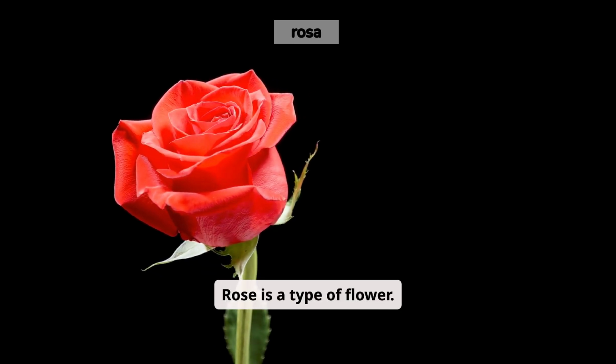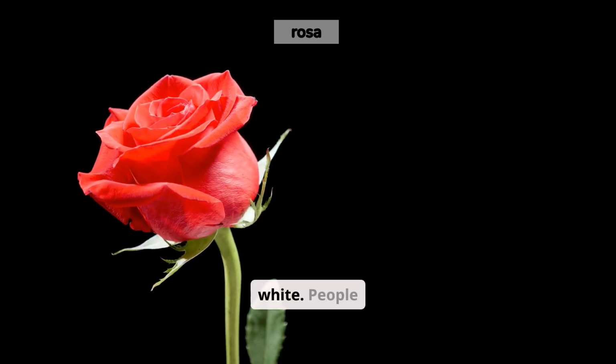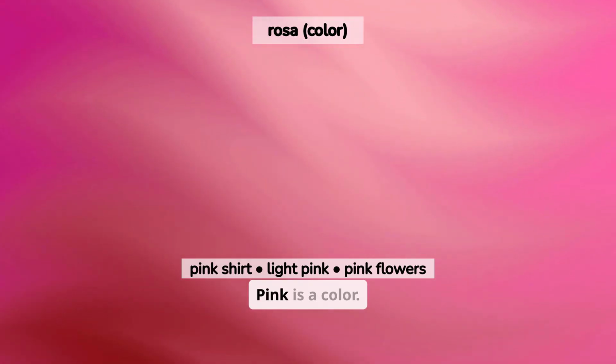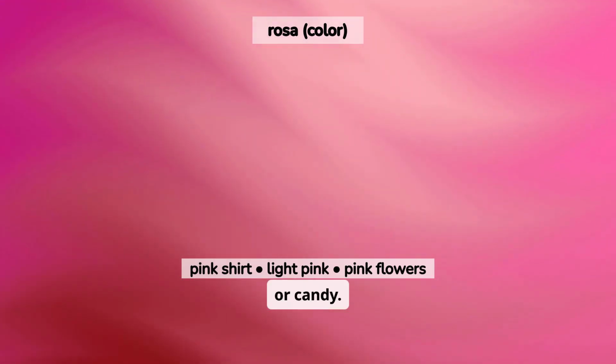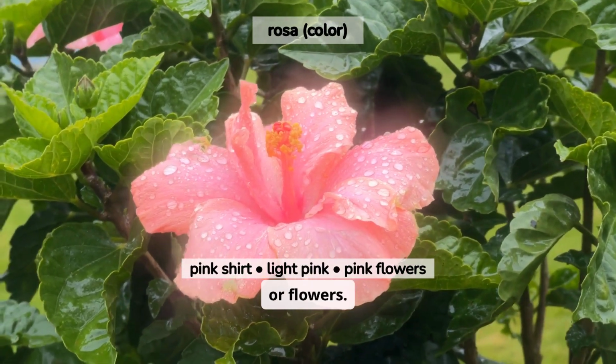Rose is a type of flower. It can be red, pink, yellow, or white. People give roses to show love or friendship. Pink is a color. It is light red, like some roses or candy. You can see pink in clothes, toys, or flowers.